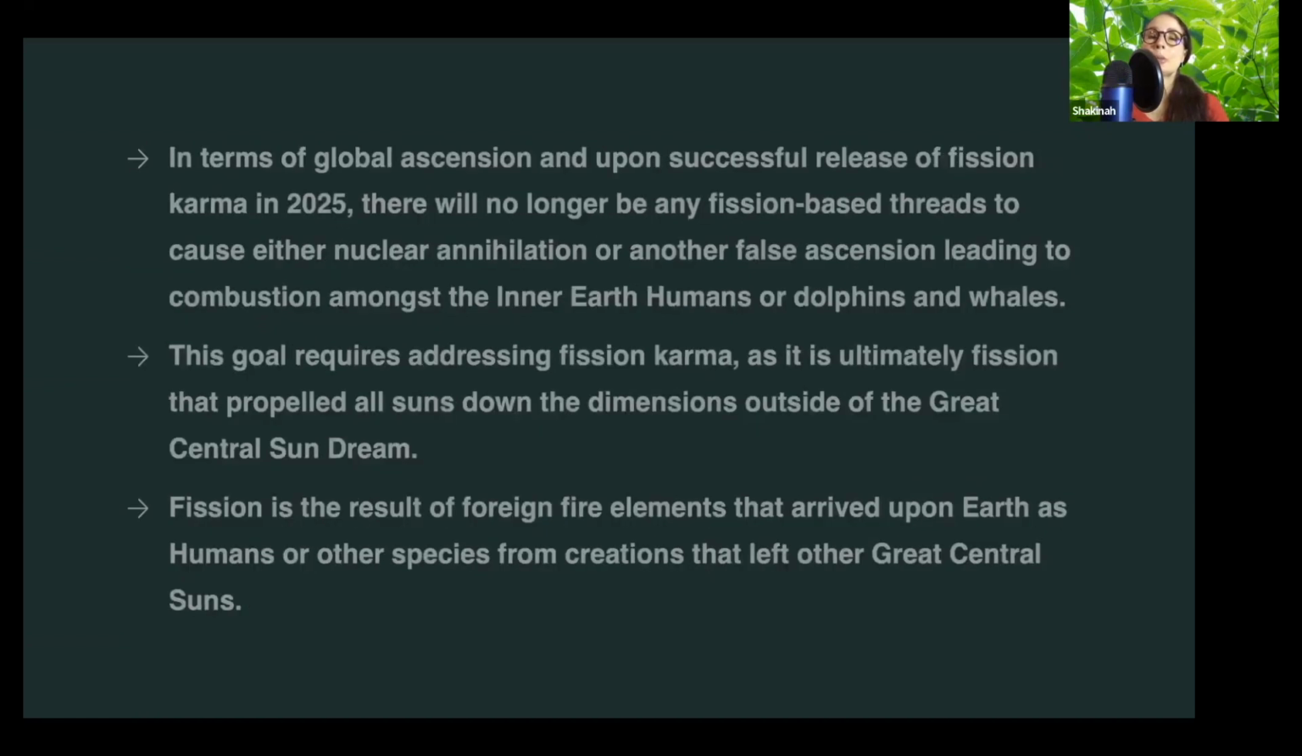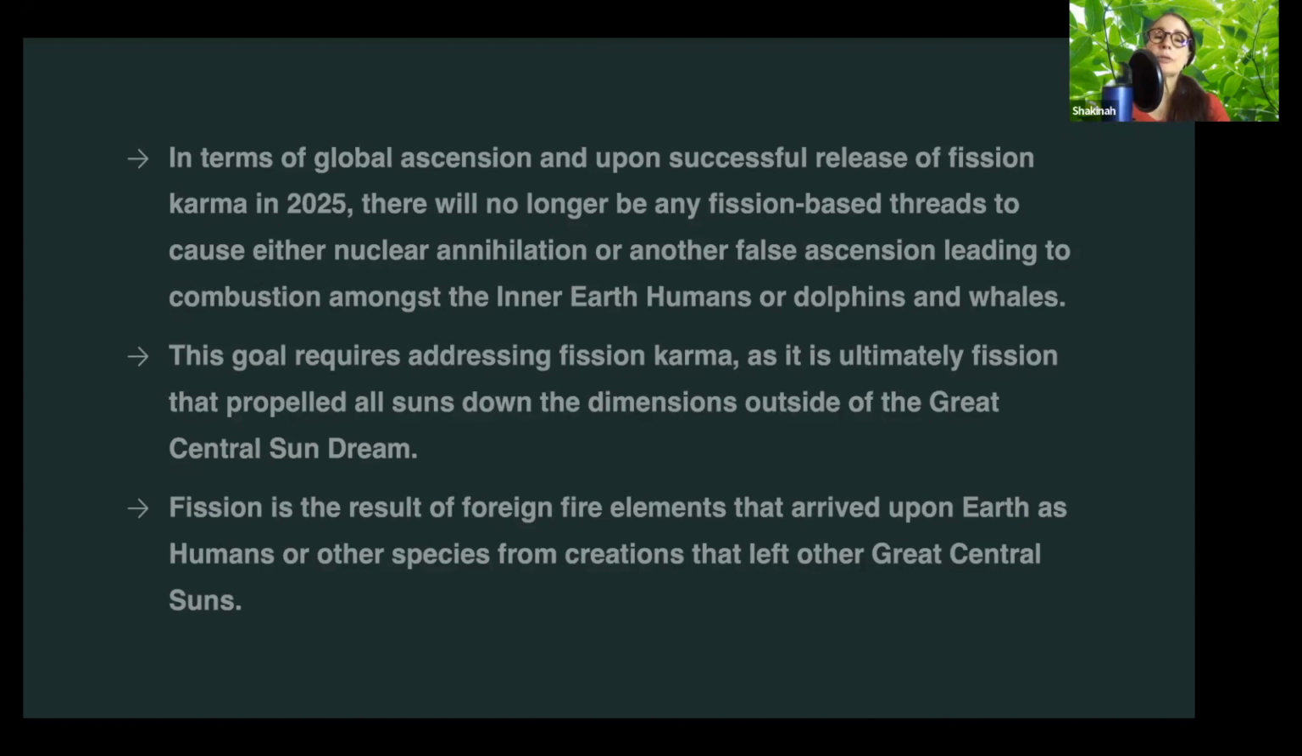In terms of global ascension and upon successful release of fission karma in 2025, there will no longer be any fission-based threads to cause either nuclear annihilation or another false ascension leading to combustion amongst the inner earth humans or dolphins and whales. This goal requires addressing fission karma, as it is ultimately fission that propelled all suns down the dimensions outside of the great central sun dream.